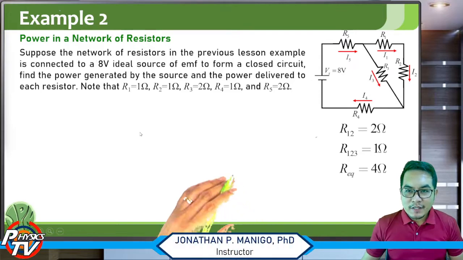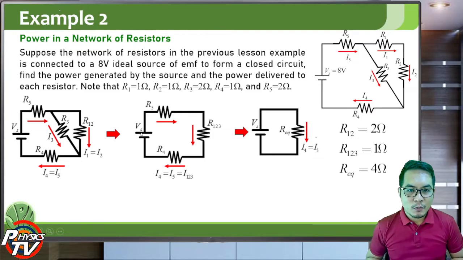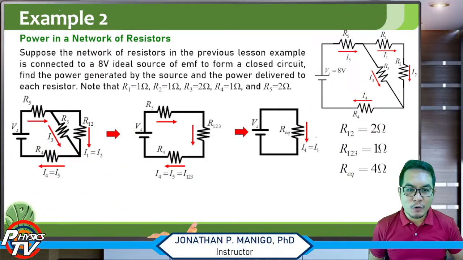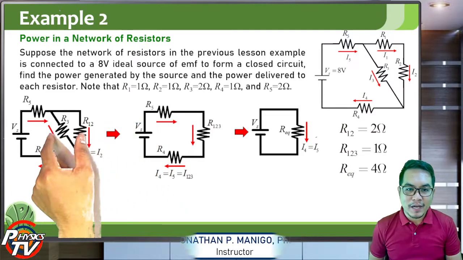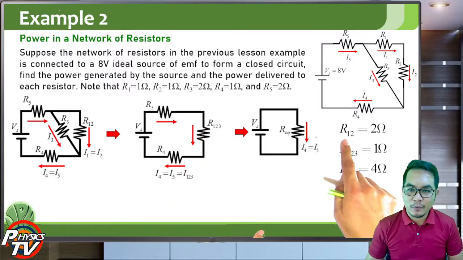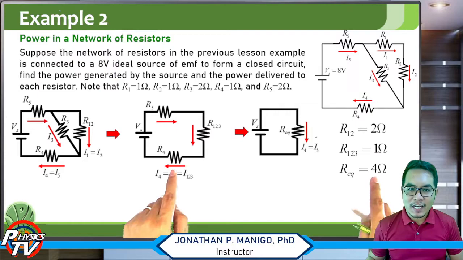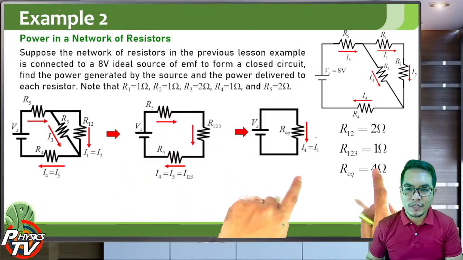So in the previous lesson, we simplified this circuit into this one. We combined R1 and R2 in series into just R12. And then R12 and R3 are in parallel. We combine that. There's an equivalent resistance for that, which is 1 ohm. And then the equivalent resistance of the whole network of resistors is 4 ohms.